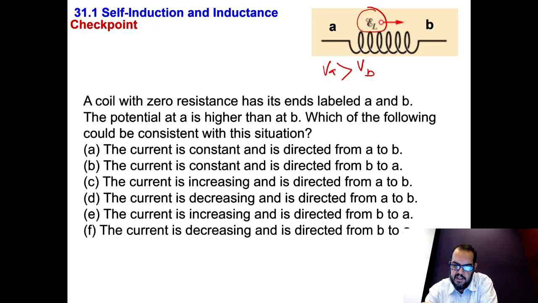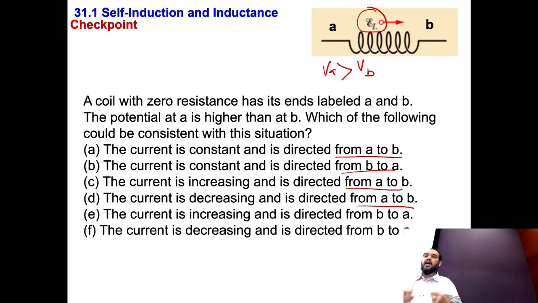Which one of these? Is the current constant and directed from A to B? Is the current constant and directed from B to A? Is the current increasing and directed from A to B? Is the current decreasing and directed from A to B? So you can read and choose. There might be more than one, by the way.